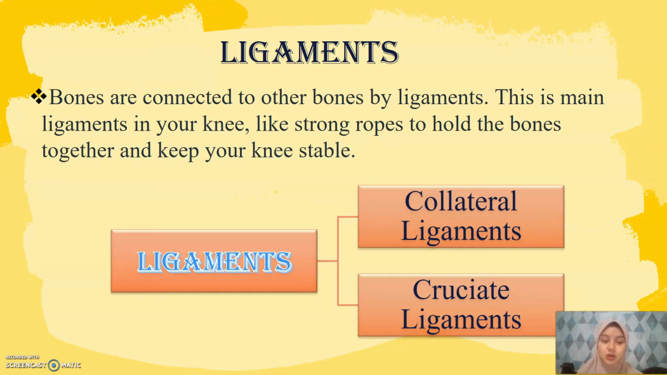Okay, next is cruciate ligaments. These are found inside your knee joint. They cross each other to form an X, with the anterior cruciate ligament in front and the posterior cruciate ligament in back. The cruciate ligaments control the back and forward motion of your knee.